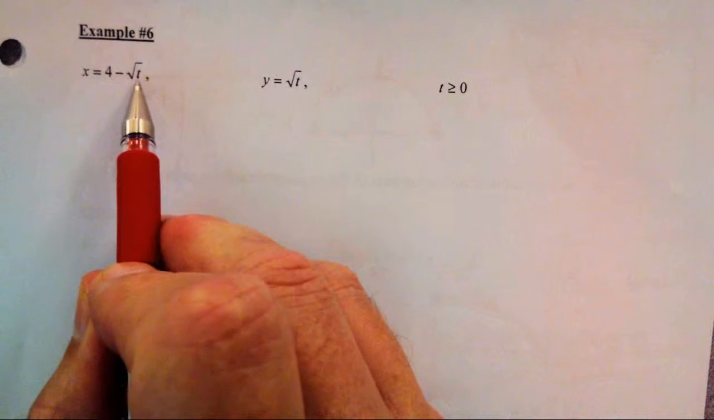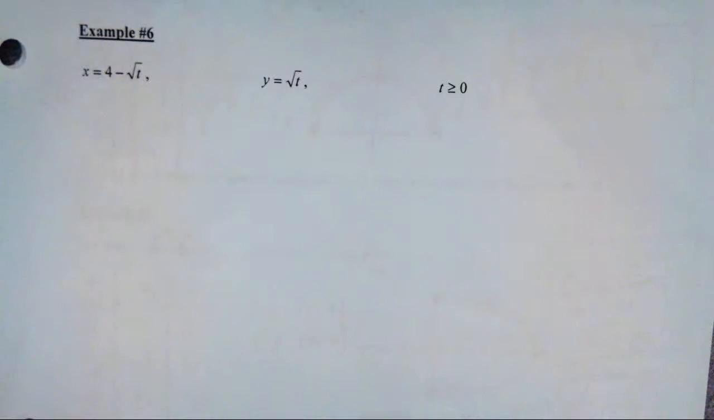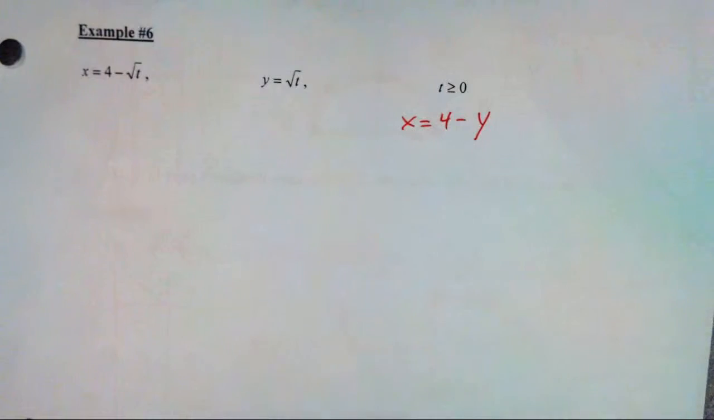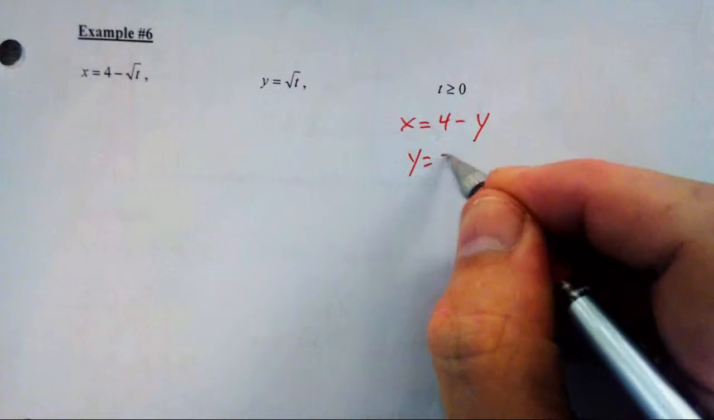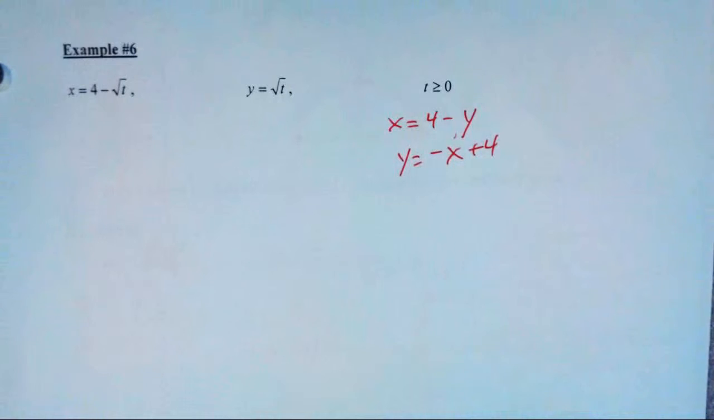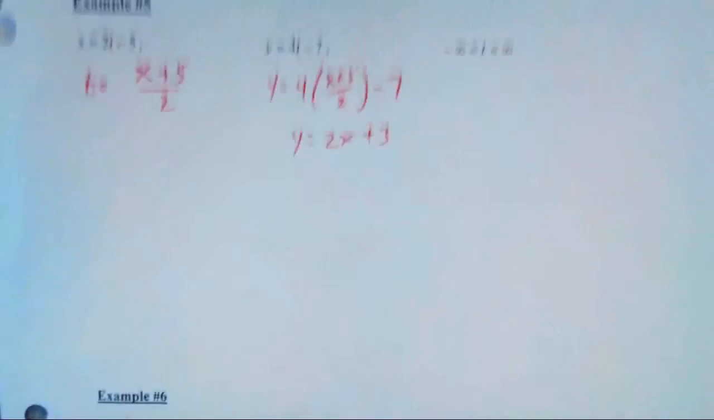Let's jump down to number 6 for a moment. x equals 4 minus root t, y equals root t. I'm not even going to solve for t. Root t is y, so x equals 4 minus y, which, if you like, is y equals negative x plus 4. We don't have to guess anymore. We don't have to analyze the graph. We just eliminate the parameter.